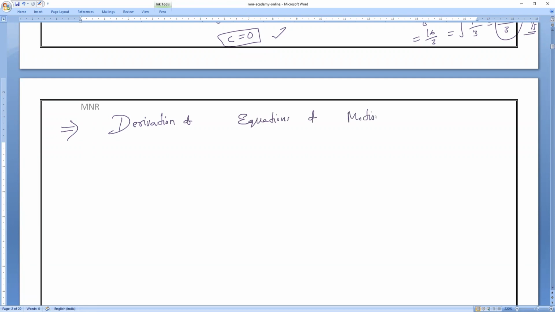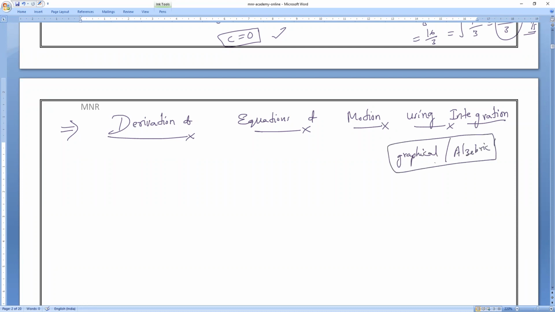Derivation of equations of motion using integration. In class 9th, I taught you using the graphical method as well as the algebraic method. Yes or no, everybody? Whenever you have free time, revise the 9th class. So equations of motion, we have done with the help of the graphical method and the algebraic method. We all know equations of motion by these methods, but now how are we solving? By using integration.